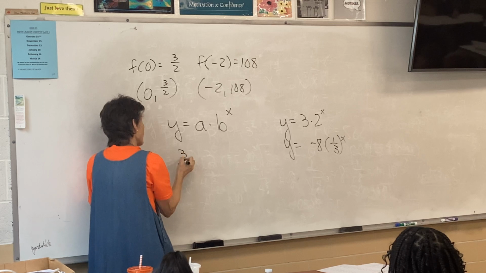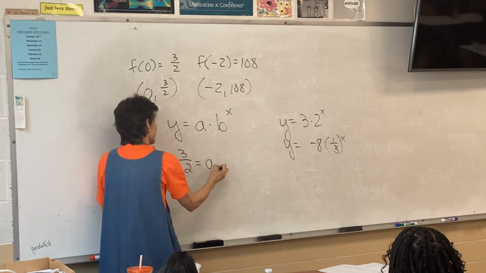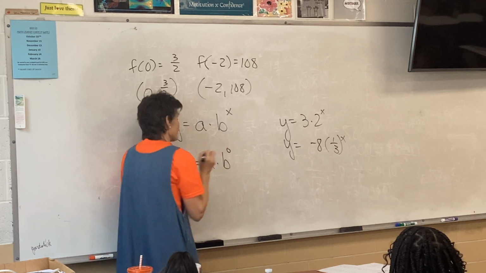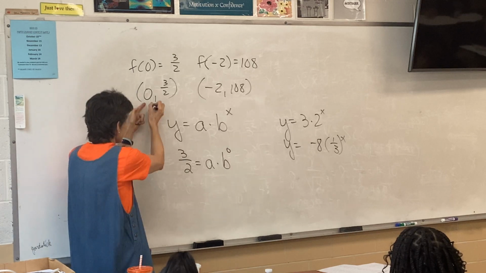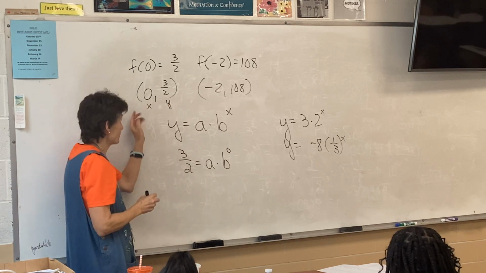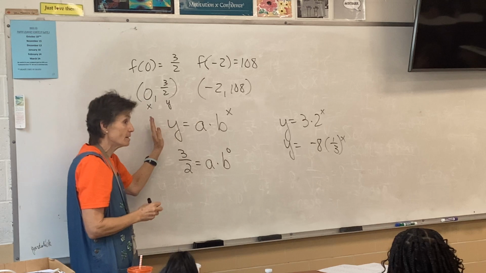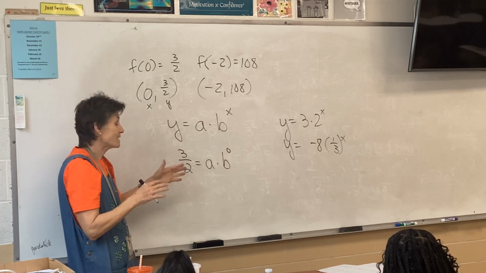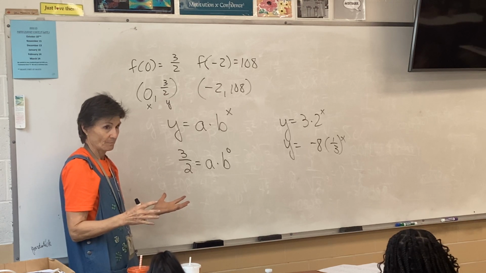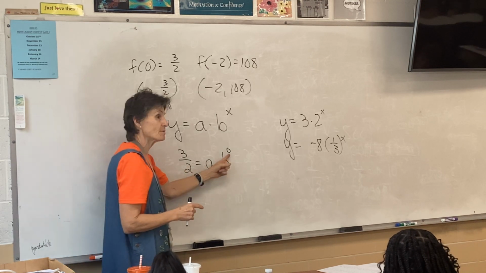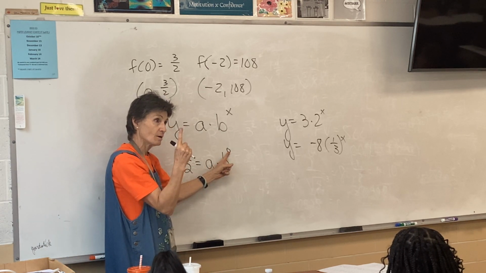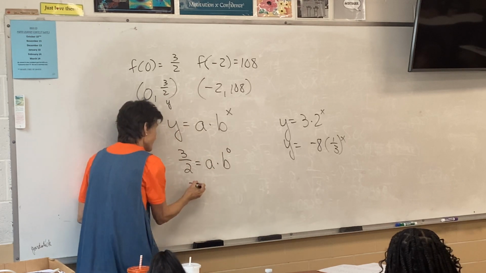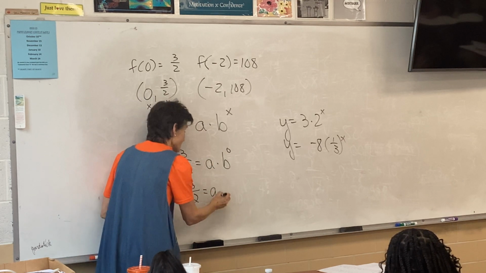Because then your equation says this. Remember, this is x and this is y. There's a lot of letters there, but that's the x and that's the y. Now, why is that so good? Because it gives you a 0. Because b to the 0th is 1. So doesn't this say 3/2 equals a?